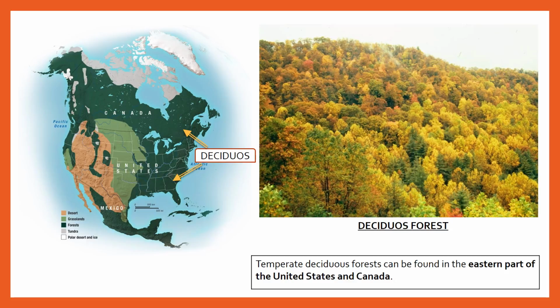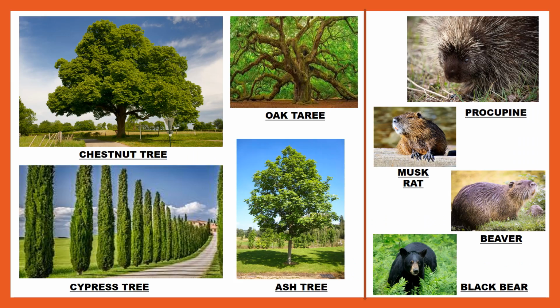The northern part is cold and the southern part of the region remains warm. Winters are cold but summers are warm, and rainfall occurs usually in summer. These temperate deciduous forests can be found in the eastern part of the United States and Canada. The trees found here shed their leaves in autumn, for example, cypress tree, oak tree, ash tree, and chestnut tree.